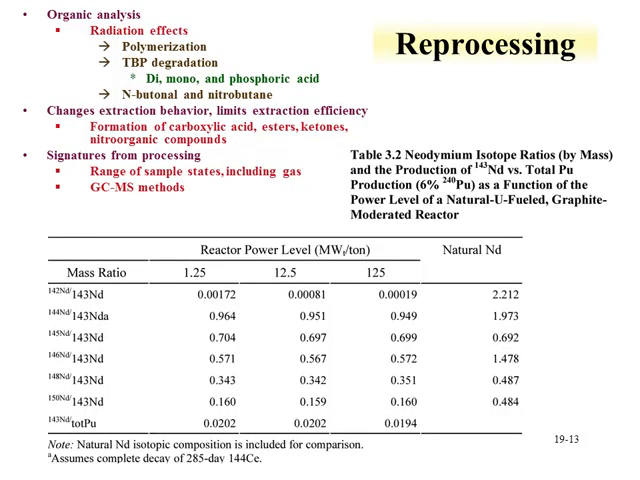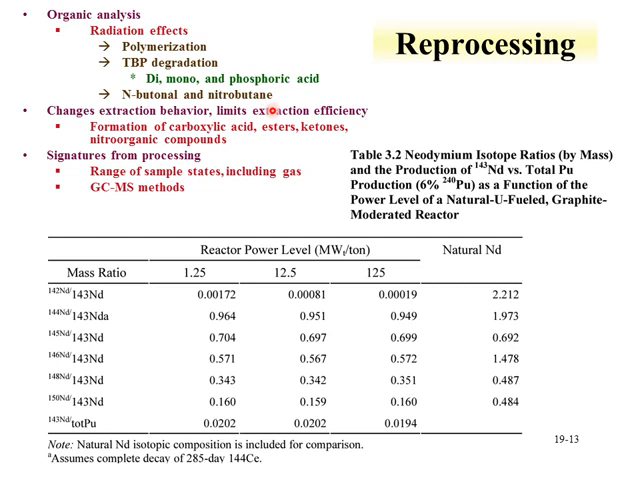During the treatment and reprocessing of radioactive material, signatures can be introduced due to the radiation itself. For instance, radiation effects can include polymerization of organic phases and degradation of the ligand, for instance with tributyl phosphate. One can form di-, mono-, or phosphoric acid. So think about you're just breaking down that organic molecule.